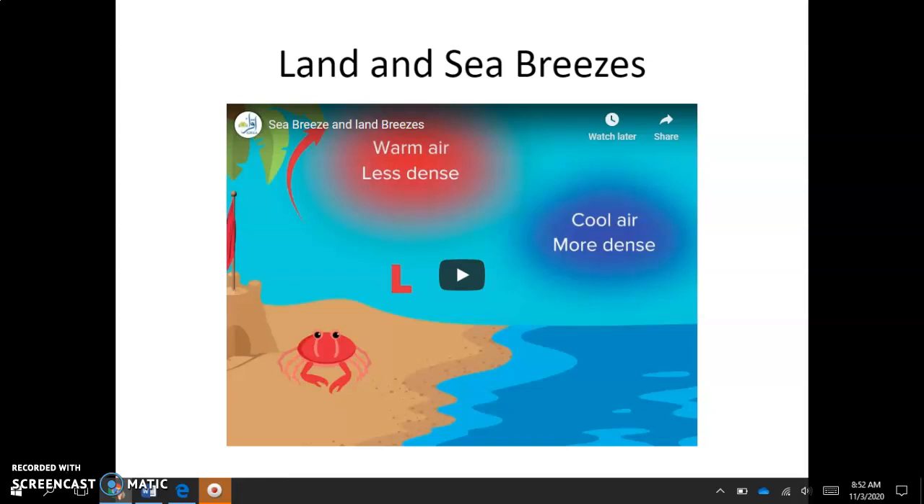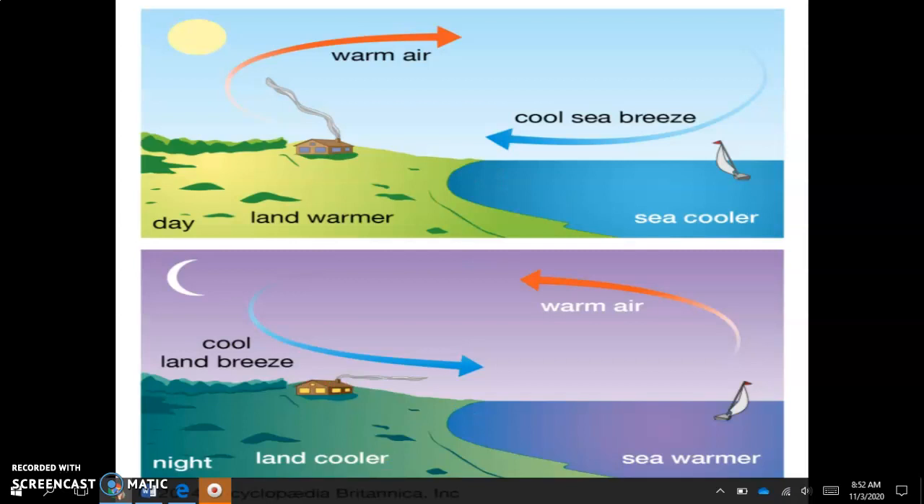Now, if you are watching this, you can go into the slides and play this video. I'm not going to play it right now because we'll watch it in our Zoom meeting. But if you missed the Zoom meeting and you are watching this or reviewing, I highly recommend going back into the slides and playing this because it explains the land and the sea breezes perfectly.